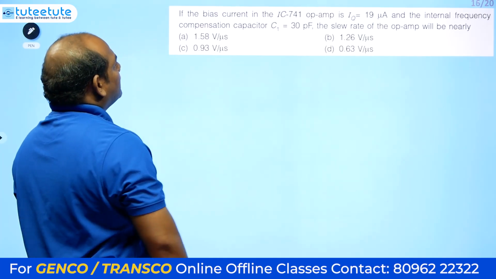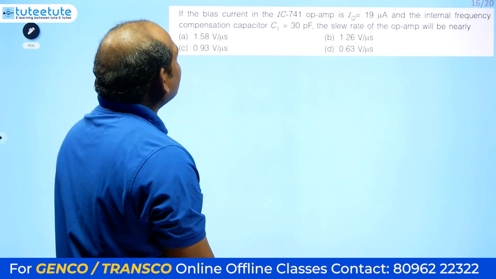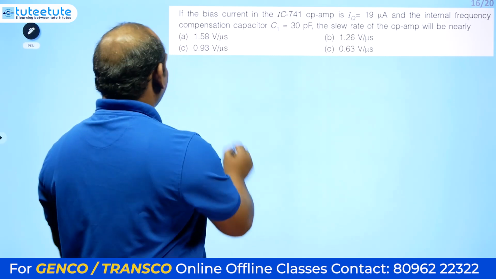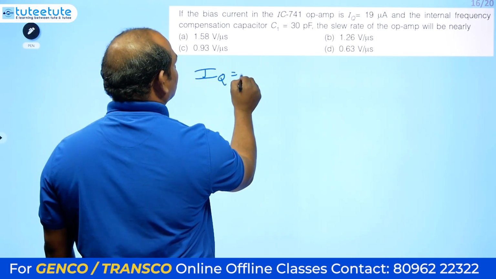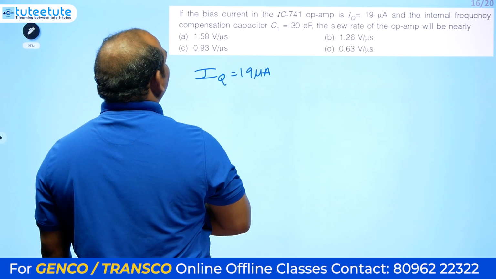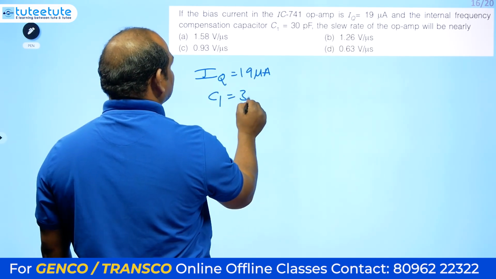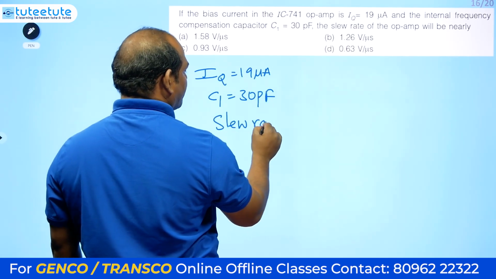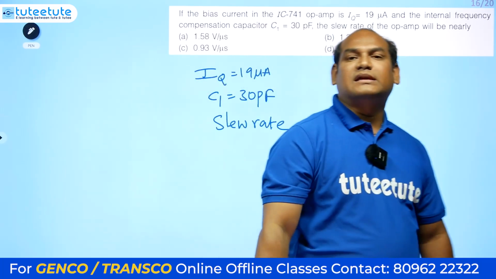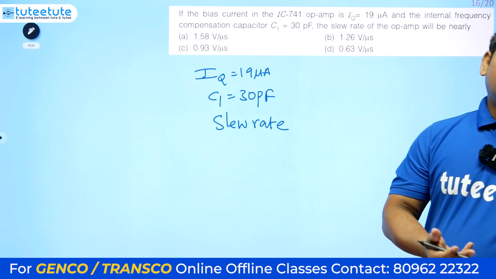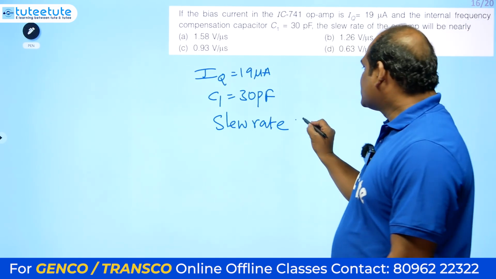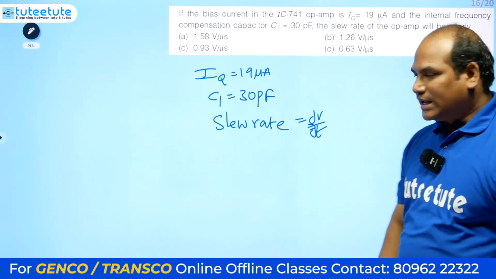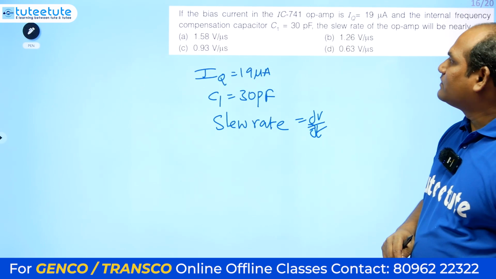Okay. Next one. If the bias current in IC741 operational amplifier is IQ equal to 19 microamps, and the internal frequency compensation capacitor C1 is equal to 30 picofarad. What is the slew rate? Okay, slew rate means what? Slew rate of the operational amplifier is nothing but the rate of change of voltage. That is what we need to take. So slew rate is nothing but how fast the output voltage will change, dV by dt. Okay, voltage variation with respect to time. That is what we need to get.